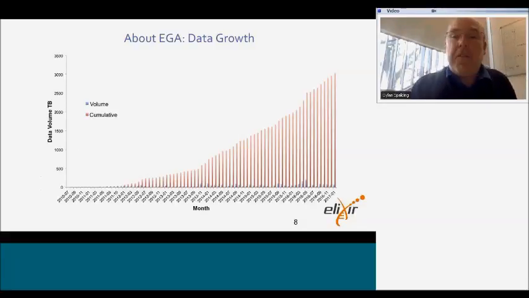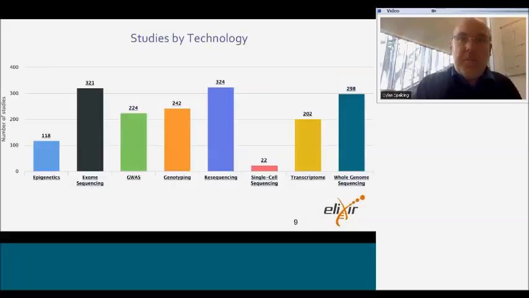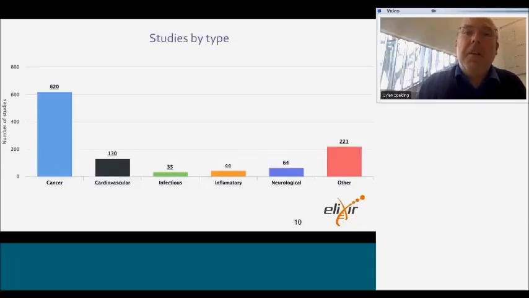So, as with the first slide, you can see within EGA, it mirrors the kind of data growth you see with all sorts of life science data, especially genomic data. Also in EGA, we have loads of different technologies, so this is demonstrating some of the diversity of the data at EGA. We have GWAS studies, exome sequencing studies, genotyping, sequencing, and so on.